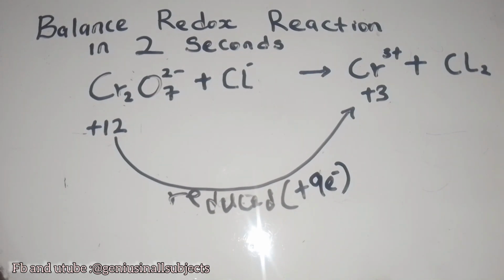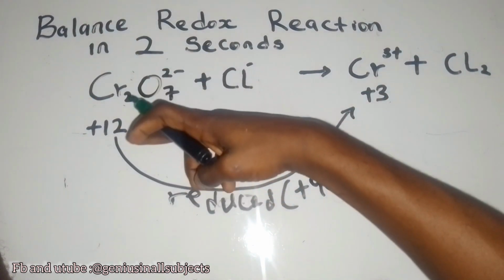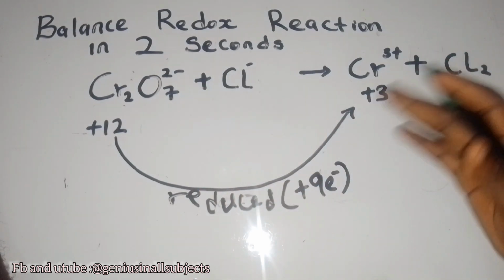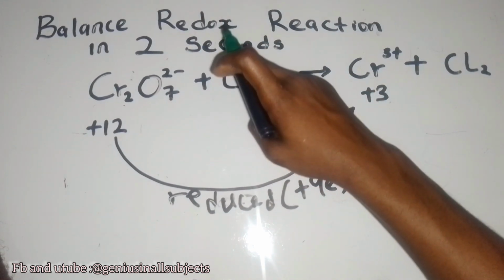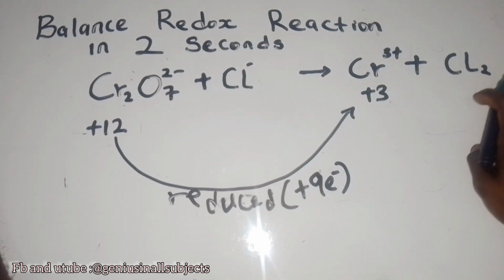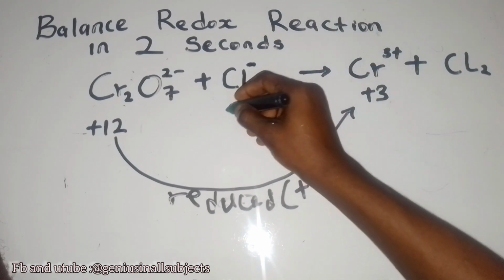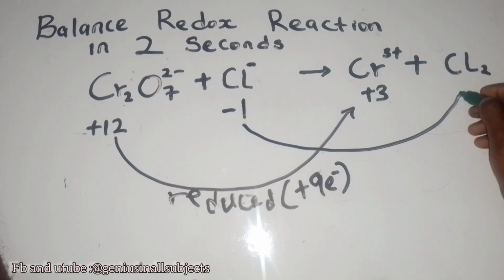Now the next thing is this one. We have found that chromium was oxidized here and was later reduced to the product side. Now in that case, this one is reduced here and then oxidized here. Looking at it, it is -1 here, so it was later oxidized.